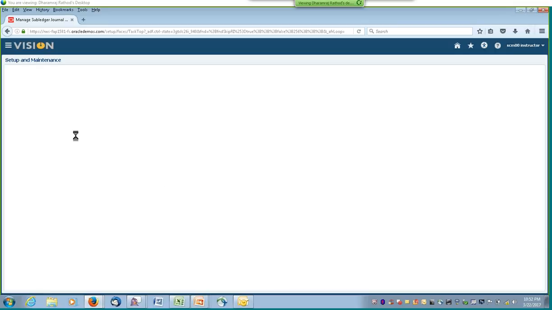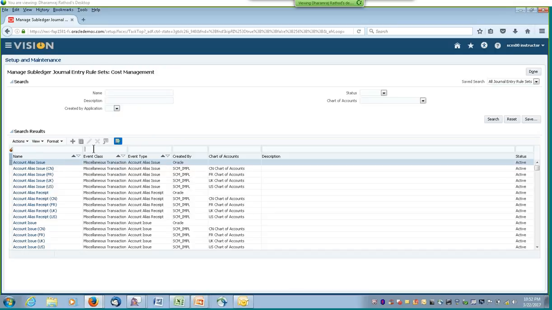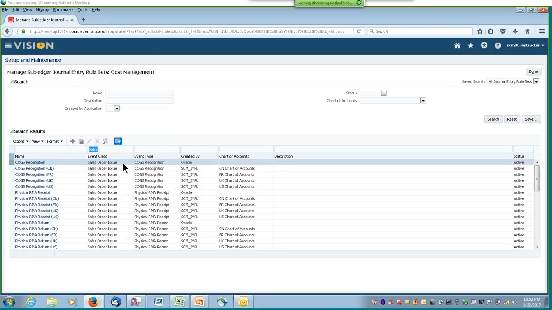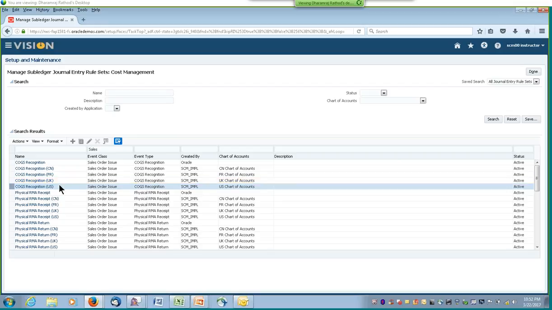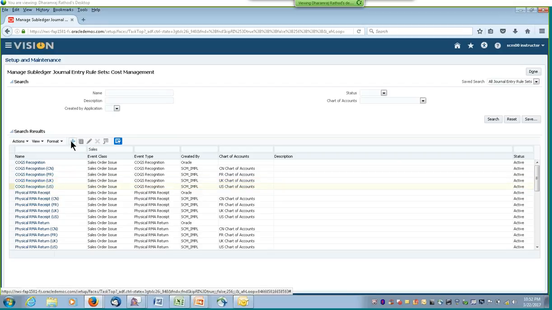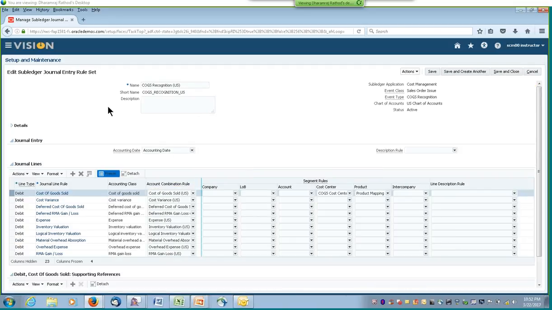You could create multiple JERs and look at the JERs in context of your event class, and in this case it is sales order issue. Since it is sales order issue, I need the COGS recognition, right? And then this is what my JER is. I'll go edit it. You can create your own. It will always be in context of event class and event type. So when you are into JERs, you will be able to see cost of goods sold.